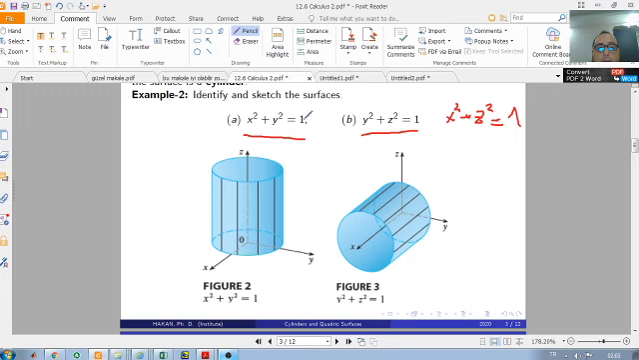So, we don't have any information here for the variable z, which means it is a cylinder and its plane curve is a circle. This is actually the equation of the circle in the xy plane. By moving this circle along the z-axis, since we don't have any information for z, the direction of the cylinder will be the z-axis, and the lines are parallel to the z-axis.